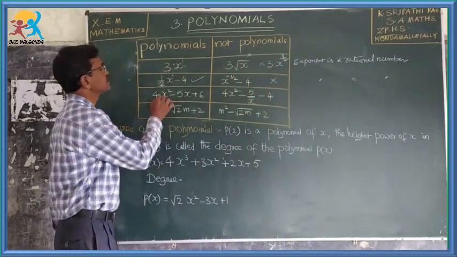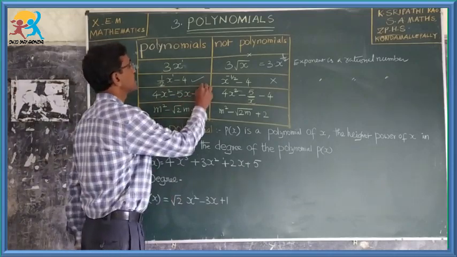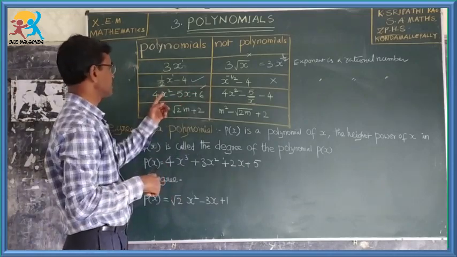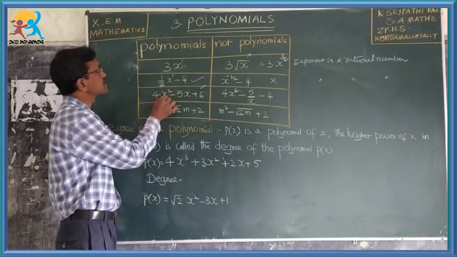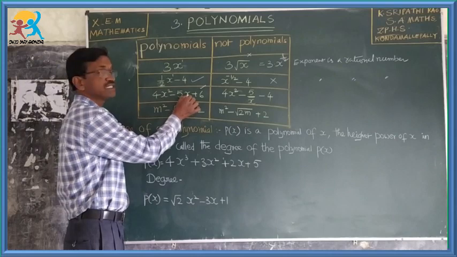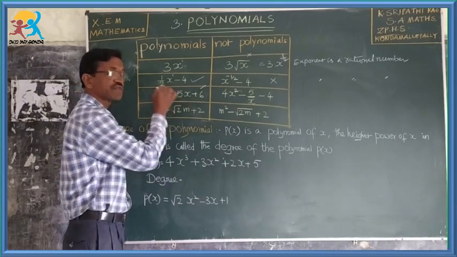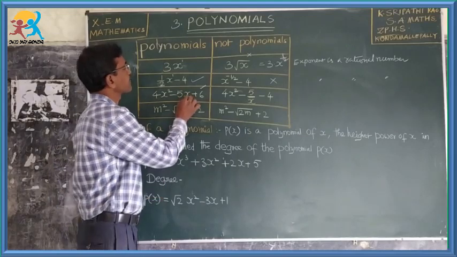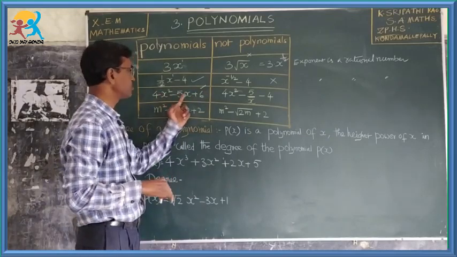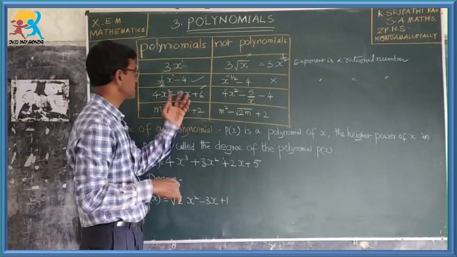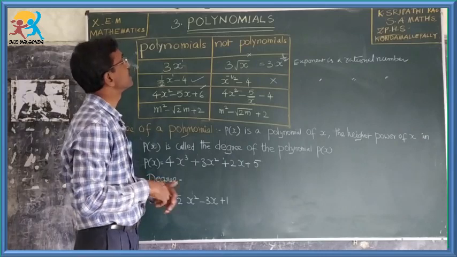Next, 4x square minus 5x plus 6. This is a polynomial of x, with exponent 2, exponent 1. 4 is the coefficient of x square. Here the coefficient of x is what? Not 5, it is -5. -5 is the coefficient of x, and here 6 is the constant. Here there are 1, 2, 3 terms in this expression. This polynomial has 3 terms.